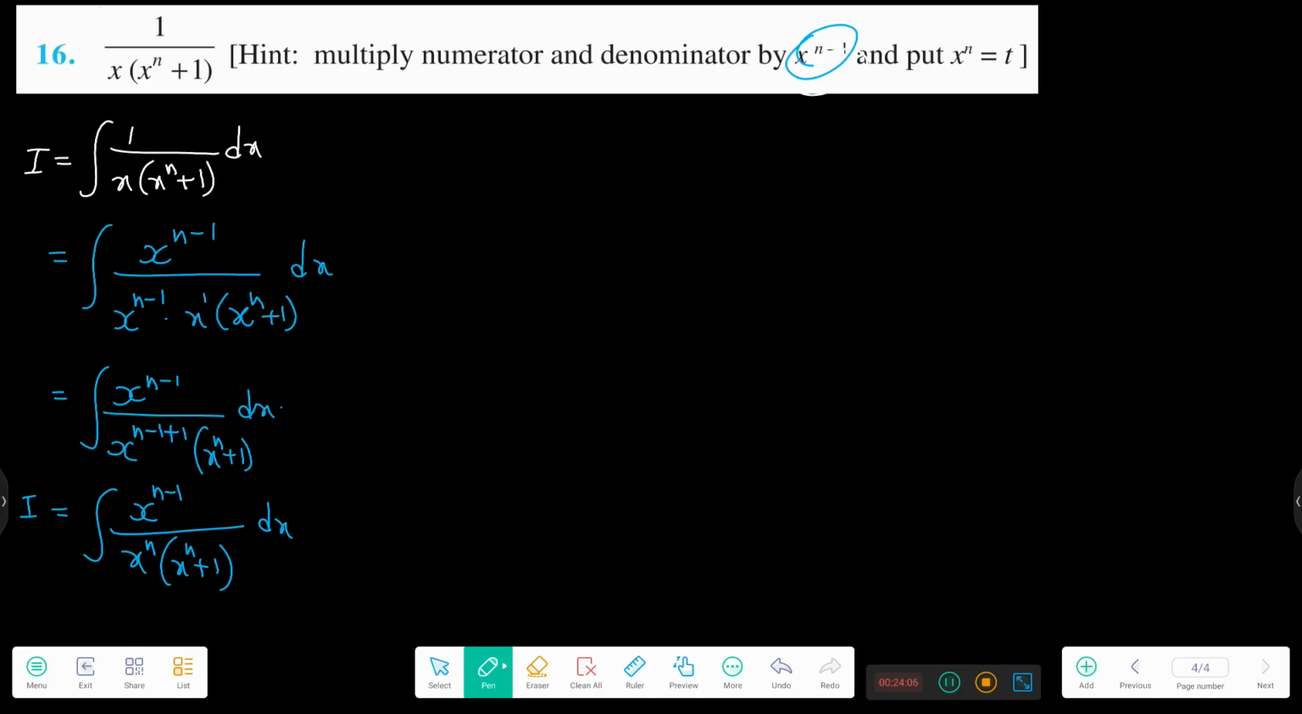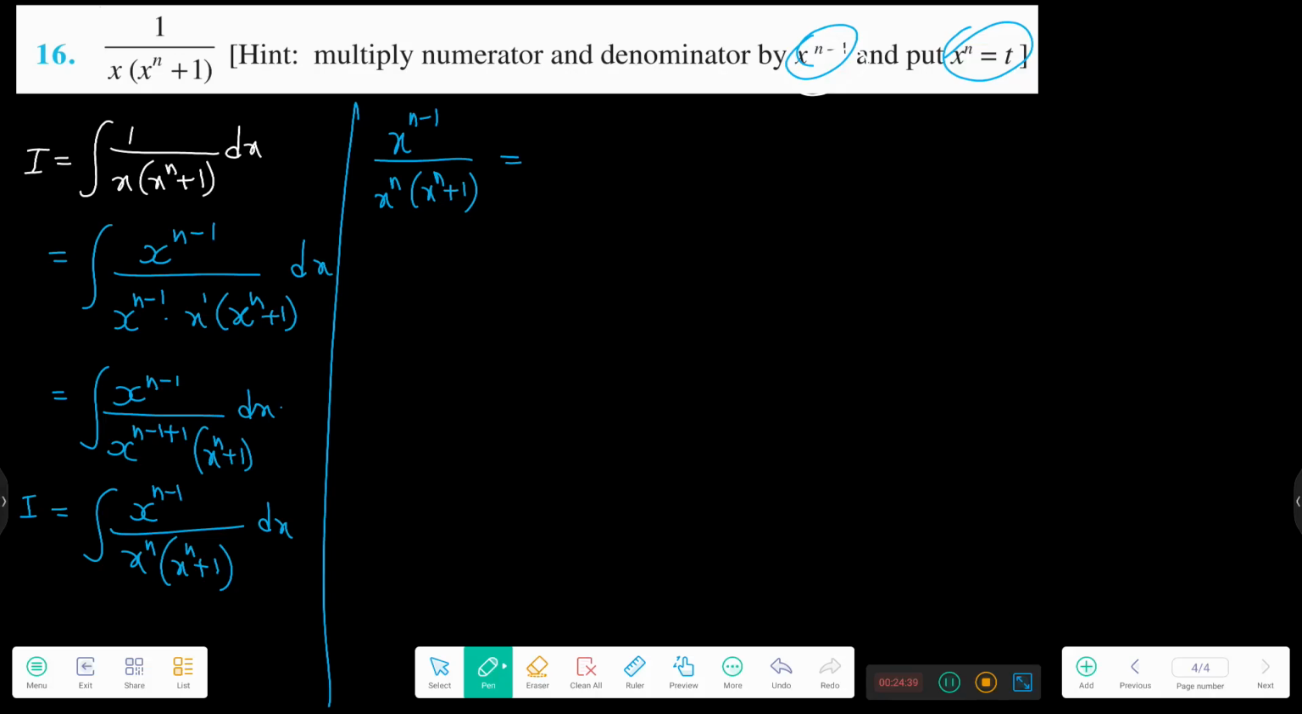Now, one more point they give. x power n they asked to replace as t, not to differentiate, for finding the a, b values. We have to replace like that. So x power n minus 1 divided by x power n into x power n plus 1, which is equal to, what they asked to do, actually x power n we have to replace as t. Okay. So when you replace, what am I getting, let's see.